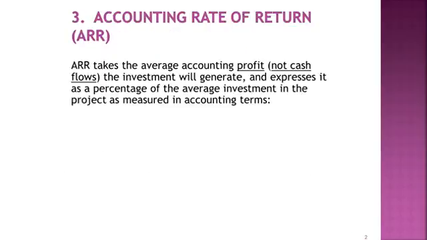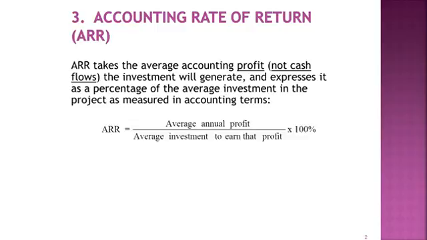Now, firstly, looking at the accounting rate of return, ARR takes the average accounting profit, so we're looking at accounting profit, not cash flows, that the investment will generate and expresses it as a percentage of the average investment in the project, measured in accounting terms. The accounting rate of return is equal to the average annual profit divided by the average investment to earn that profit, times 100%.